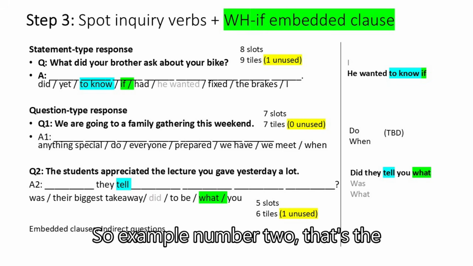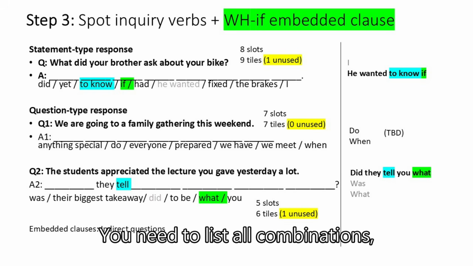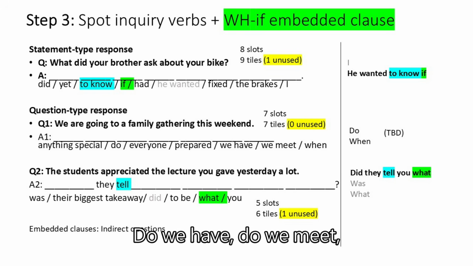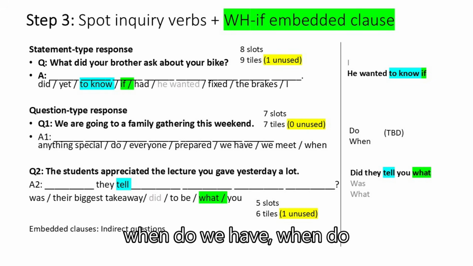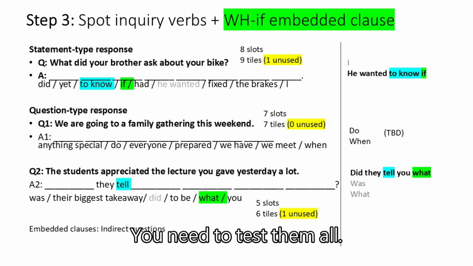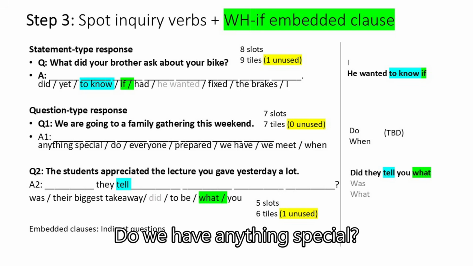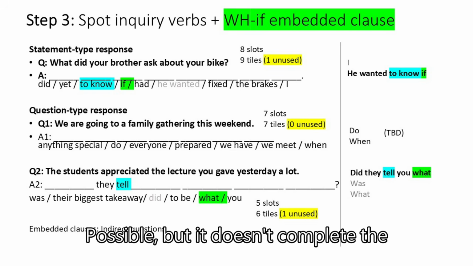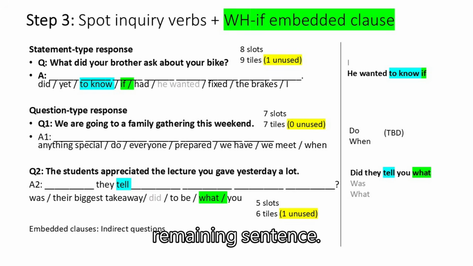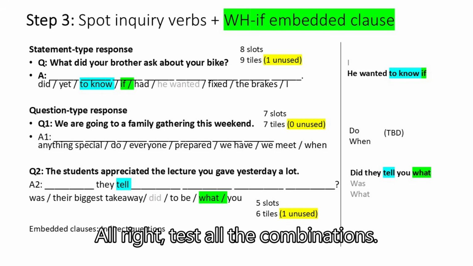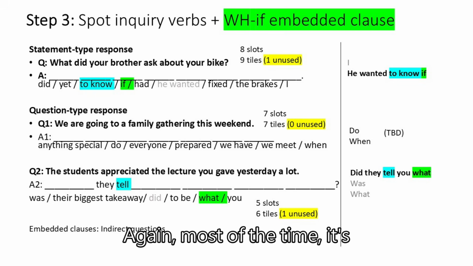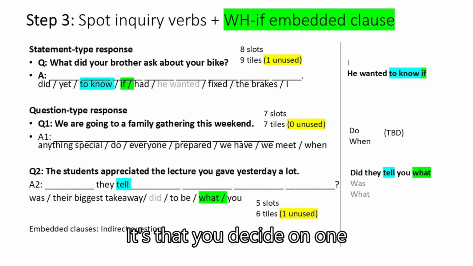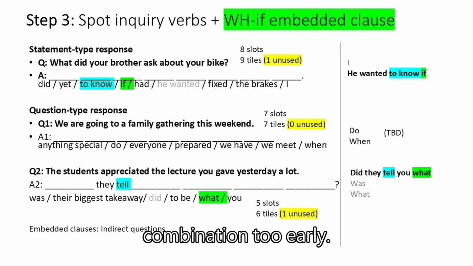So example number 2, that's the question type response. You need to list all combinations. Okay. Do we have? Do we meet? When do we have? When do we meet? You need to test them all. Do we have anything special? This one works, right? Do we meet everyone? Possible, but it doesn't complete the remaining sentence, right? Test all the combinations. Again, most of the time, it's not that you can't figure things out. It's that you decide on one combination too early.